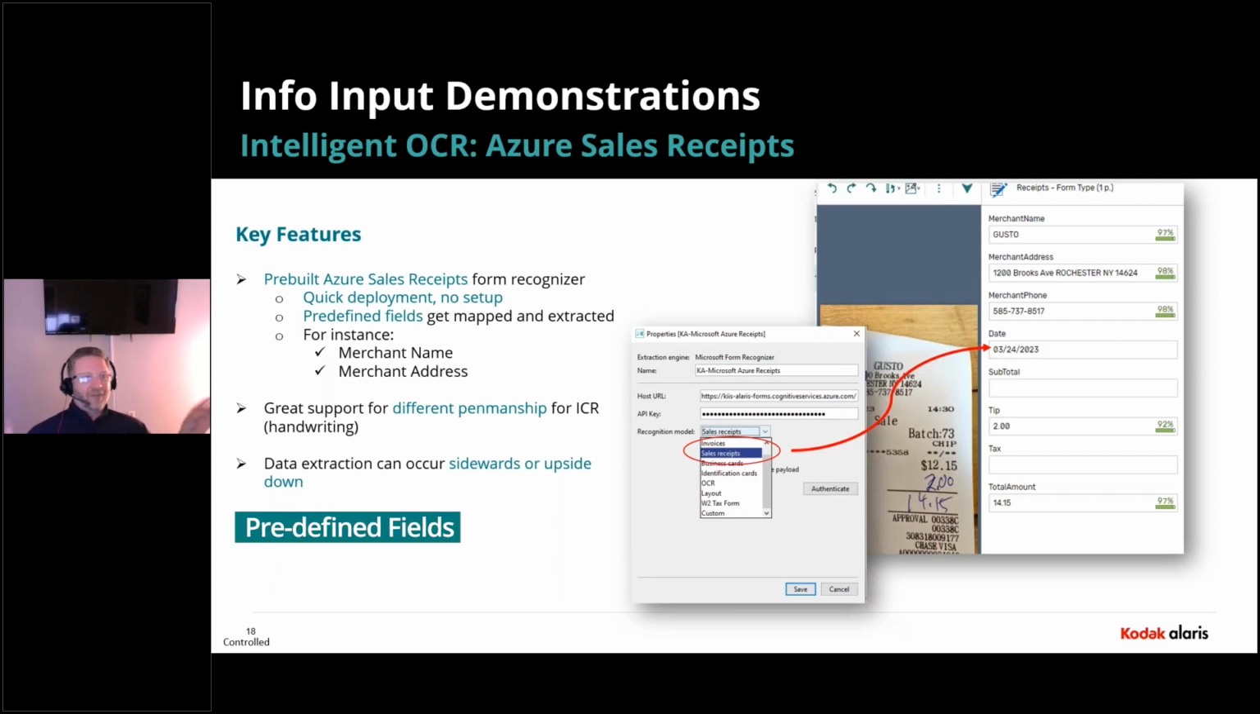And there are predefined fields that Azure sales receipts return, so you can see it there: merchant name, merchant address, merchant phone, date, subtotal, tip, tax, and total amount. And then all I need to do is hit the autofill button and it automatically just starts working.